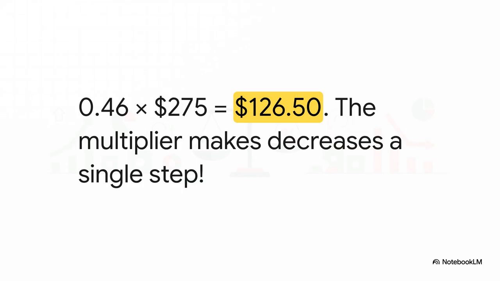To put it into action, you just multiply the original $275 by 0.46, and it takes you straight to $126.50. Seriously, think about how much time and mental energy this one-step multiplier saves you. If you're crunching numbers in a spreadsheet or sitting for an exam, this is an absolute game changer.